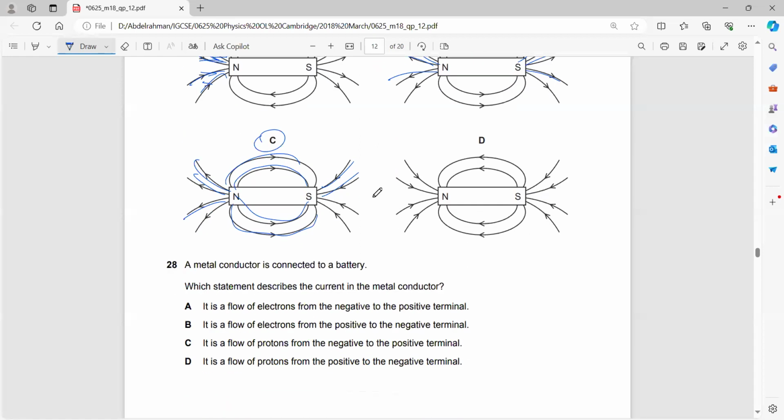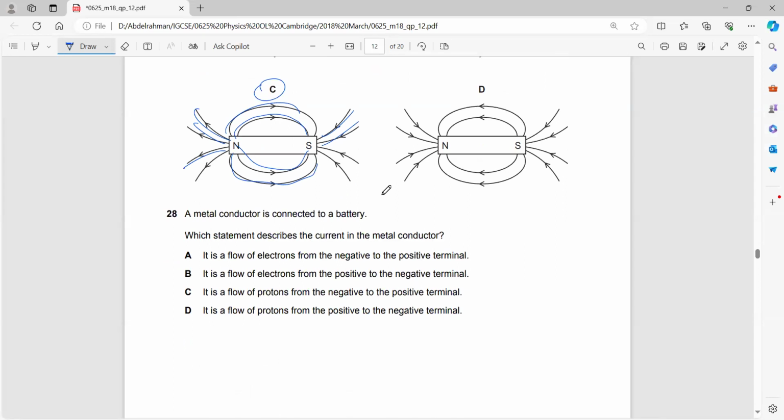A metal conductor is connected to a battery. Which statement describes the current in the metal conductor? The current inside this wire, how is it moving? Can it be the flow of protons? It cannot be the flow of protons. It has to be the flow of electrons. From the positive to the negative or from the negative to the positive?